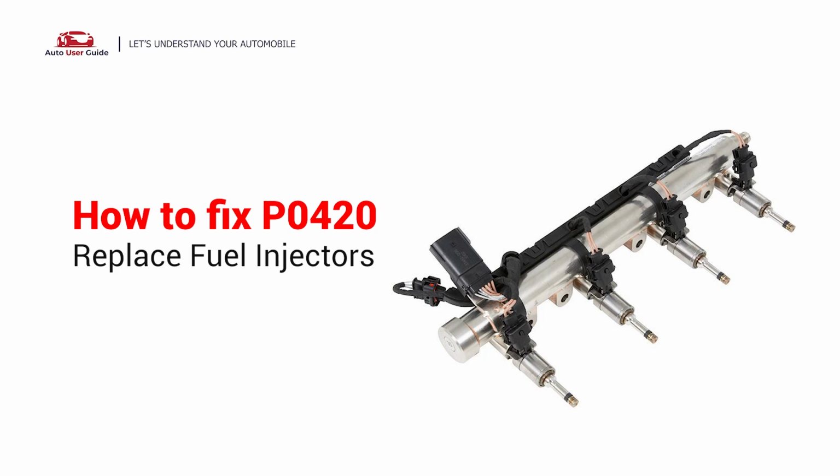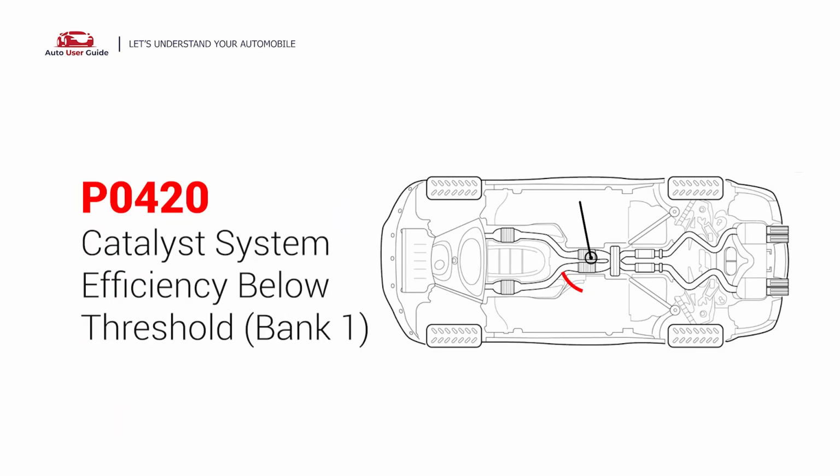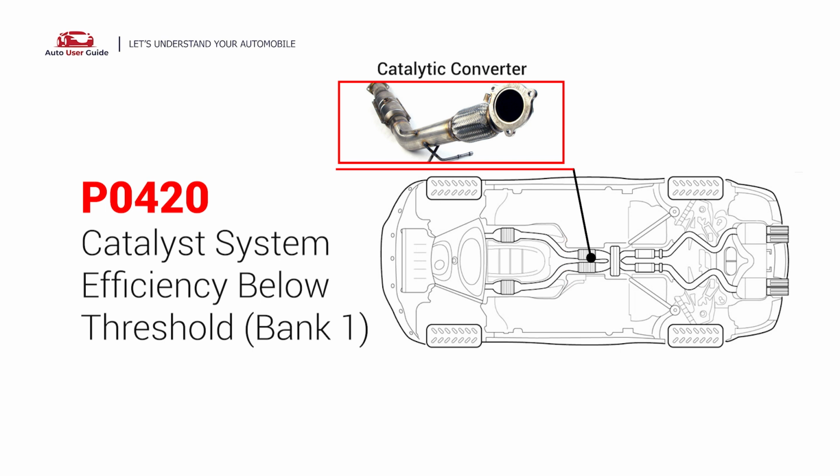By replacing the fuel injectors, you can easily fix the P0420 error code by yourself. It means that your catalyst system efficiency is below the threshold near engine bank 1, indicating that the catalytic converter is not functioning efficiently.